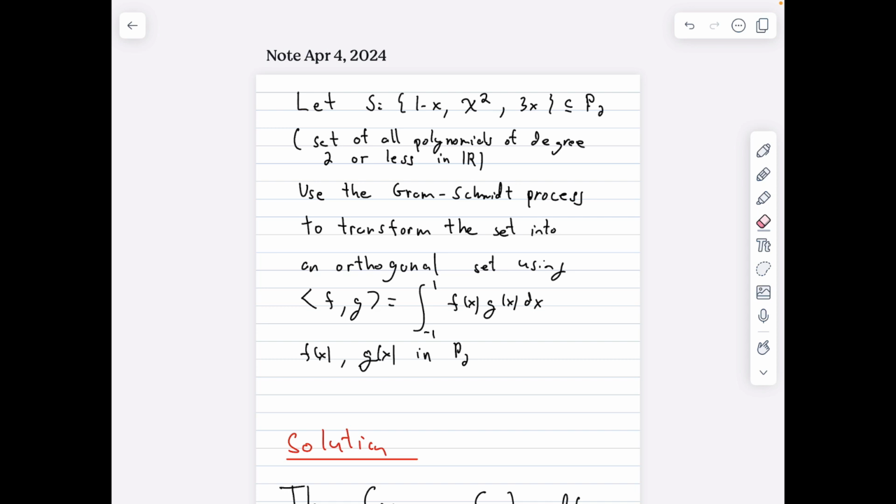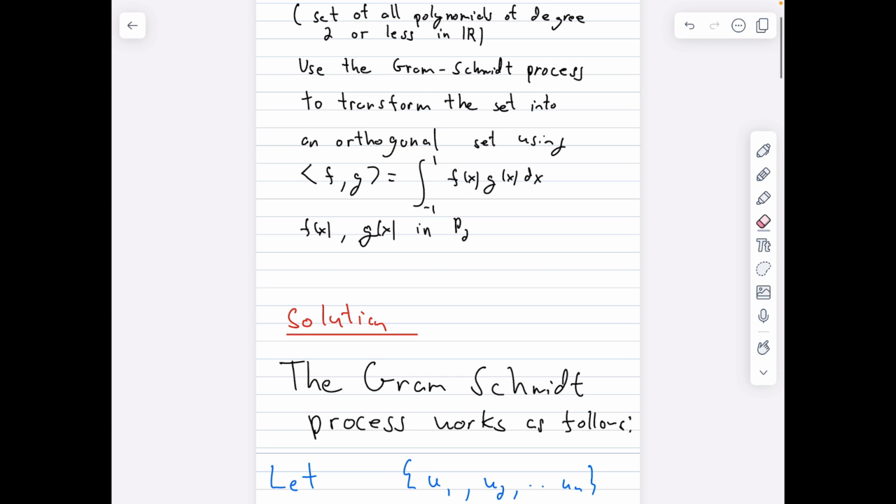And we're asked to use the Gram Schmidt process to transform the set into an orthogonal set using the inner product <f, g> equal to the integral from -1 to 1 of f of x g of x dx. Okay, and f of x and g of x are in P2.